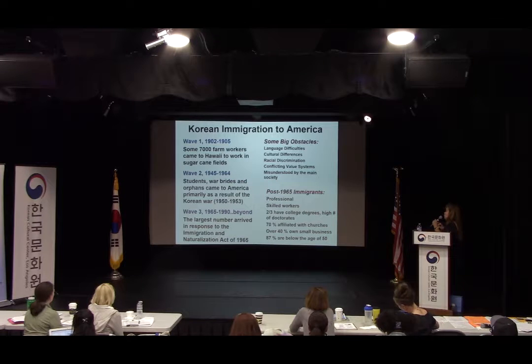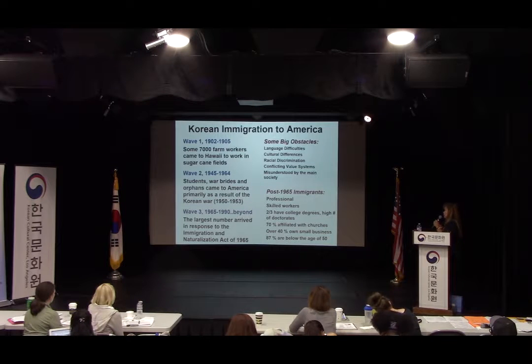Then wave 2, 1945 to 1964: students, war brides, and orphans came to America primarily as a result of the Korean War, 1950 to 1953. And then wave 3, 1965 to current. The largest number arrived in response to the Immigration and Nationality Act of 1965.